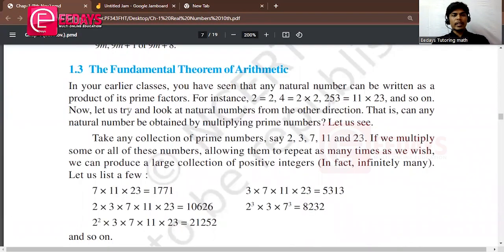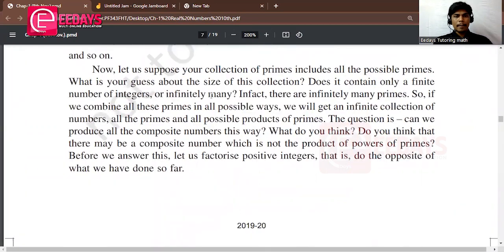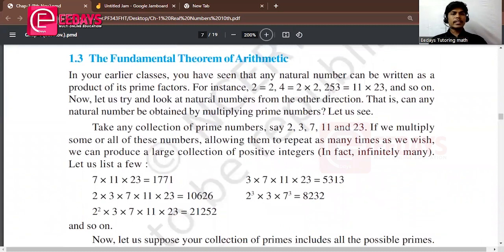In the fundamental theorem of arithmetic, how can we solve that? If I give you any natural number, you write it in the form of a product of its prime factors. How can you write it as a product of prime factors? Before that, you need to know what prime numbers are.